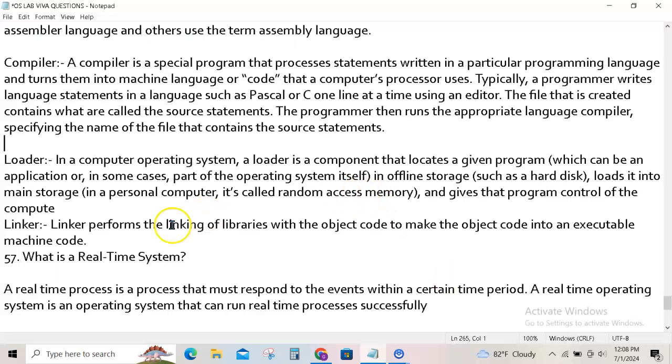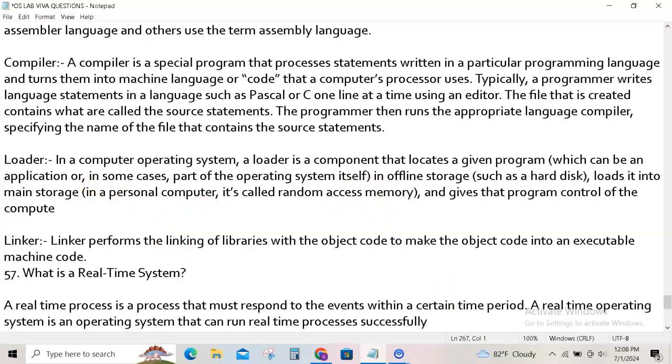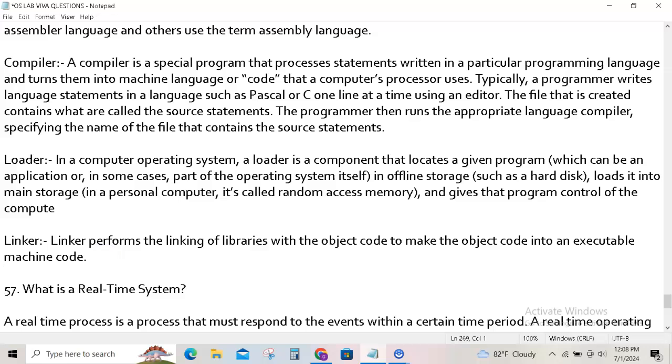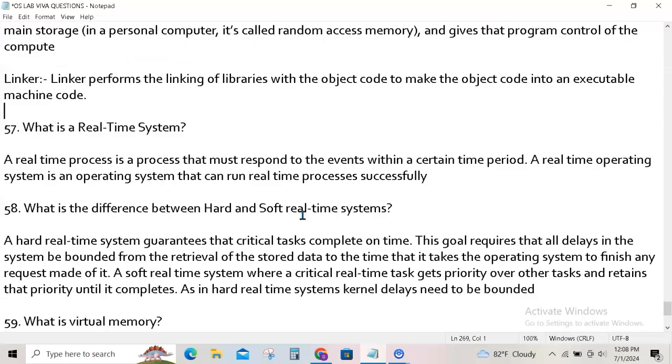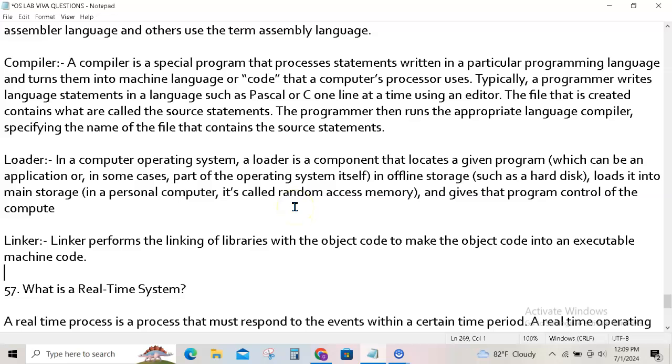Loaders are components that locate a given program, stored in offline storage such as a hard disk, and then load it into the main storage or memory. Linkers perform the linking of libraries with object code in order to make the object code into an executable machine code. So the loader locates a given program in secondary storage or hard disk and loads it into the main memory, whereas linkers link the libraries with the object code to convert it into executable machine code.